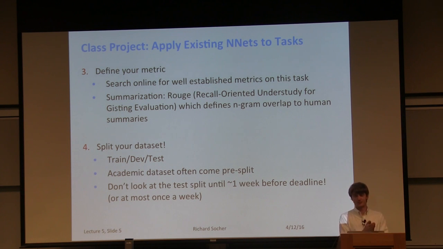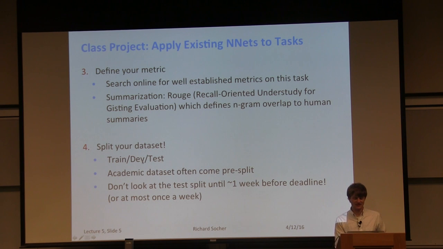Now, step 4 is to properly split your data set. It's also a very common mistake in any machine learning project, and it's very important not to make it. You want to take, let's say you have 10,000 training examples, and split them into a train, development, and test split.